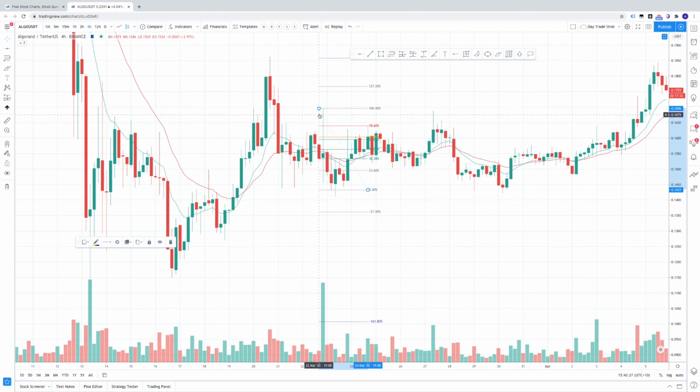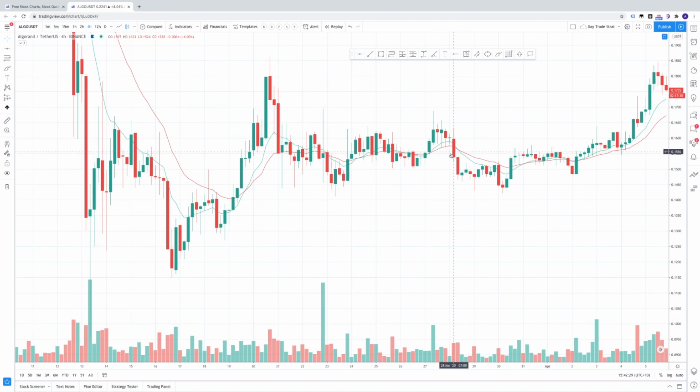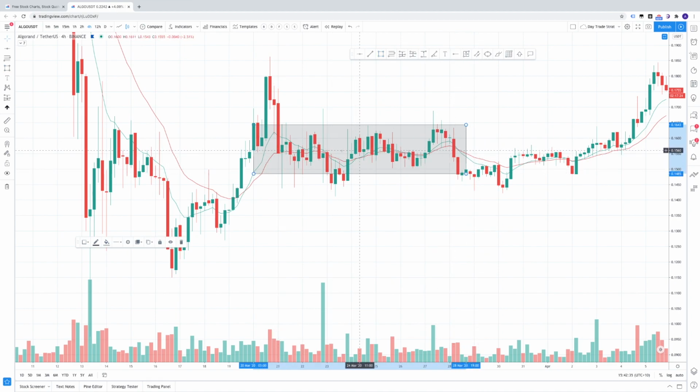It's looking at the angles of the EMAs. So this whole area here is very much sideways with the EMAs. You can see here that the EMAs are just doing this, which is very slight. There's not really an angle happening here. You want to wait until the angle becomes more definitive.